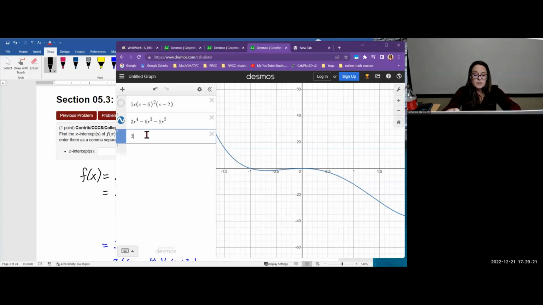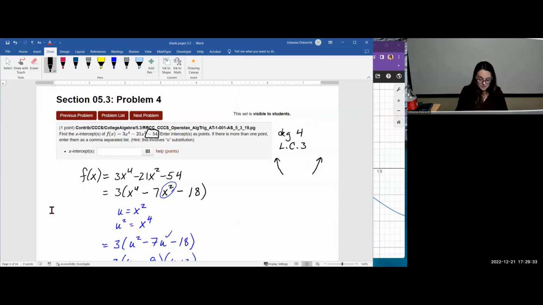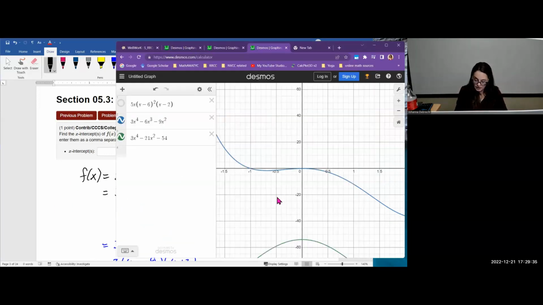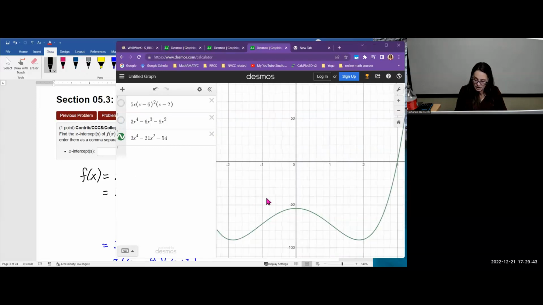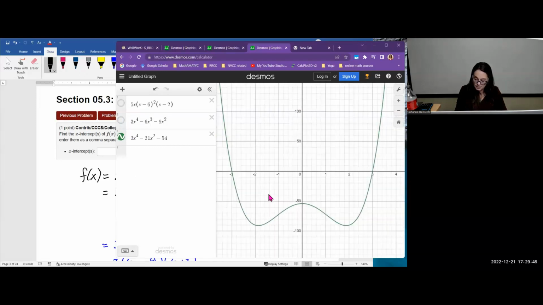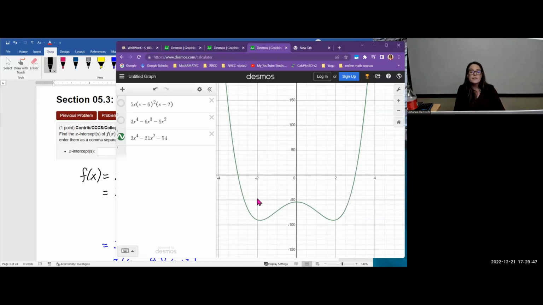Okay, so we have 3x to the 4th minus 21x squared minus 54. Did I enter that correctly? Yes. Okay. All right. So let's turn off the blue one and let's take a look at the green. Oh, well, interesting. I wasn't expecting that. I do actually have 3 turning points. I thought it was just going to come down and get flat, but it doesn't. It actually does turn 3 times.